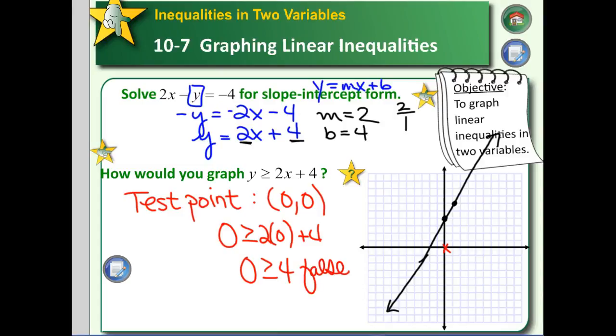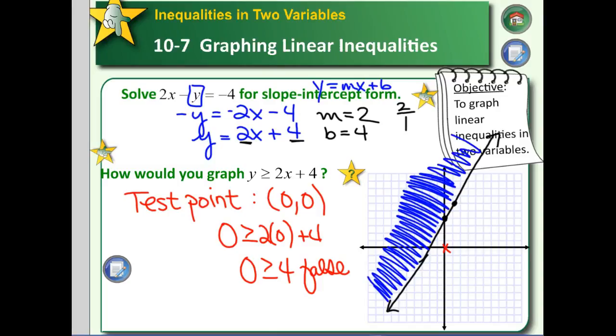So if it's a false statement, instead of coloring x marks the spot, we want to go over and flip and color in the other side. So what I'm telling you here when I color in the side with blue is that that's the side of the line that has all the solutions. I could pick any point on that side. Let's say I picked here 1, 2, 3, 4.